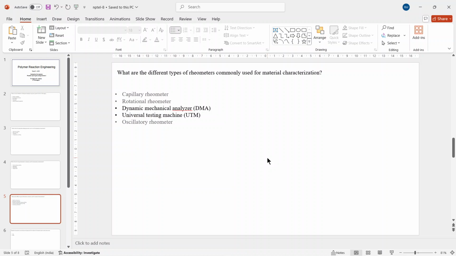Moving on to the next one, we have the universal testing machine. Just in the previous slide, I explained that the universal testing machine is used for characterizing the material at any extension, tensile or compressive properties. So it is basically not a rheometer. That's why it won't be classified in this answer.